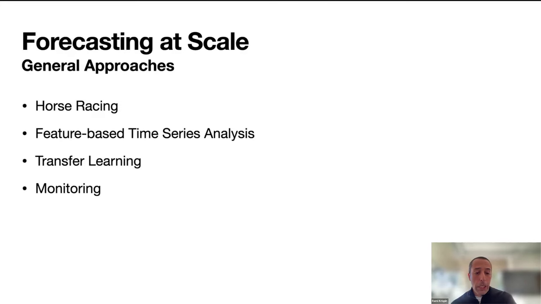And today I'm going to talk about three approaches. And the last one is more about how to mitigate risk. We'll start talking about horse racing. That's my favorite approach for time series forecasting. And then we'll see how to analyze hundreds of series with a cluster analysis or unsupervised approach. And then we're going to talk about transfer learning.